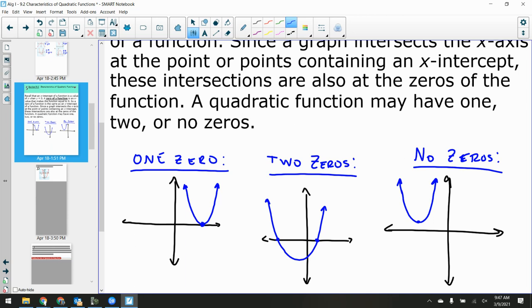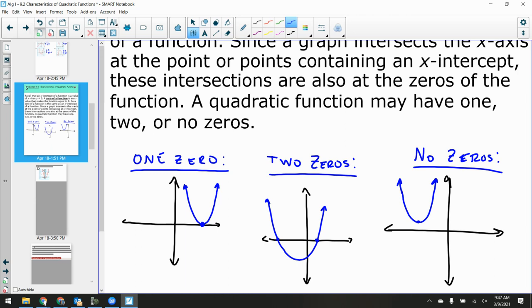Zeros are x-intercepts, where it crosses the x-axis. Do I care where it crosses the y-axis? Not yet. We'll get there. All I'm talking about is where it crosses the x-axis. Now, this term zeros of a function, it doesn't have to just be applied to quadratics. It could be applied to anything.